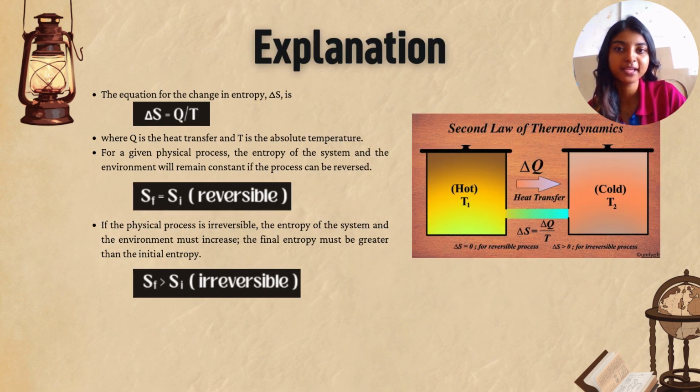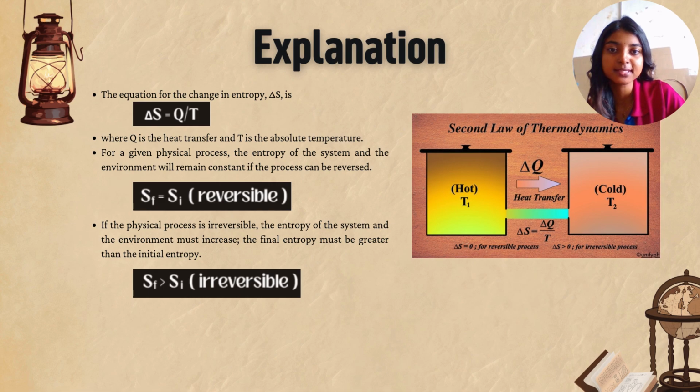Let me briefly explain about this. The equation for the change in entropy delta S is Q over T, where Q is the heat transfer and T is the absolute temperature. For a given physical process, the entropy of the system and the environment will remain constant if the process can be reversed. If the physical process is irreversible, the entropy of the system and the environment must increase. The final entropy must be greater than the initial entropy. This is the diagram for the example.